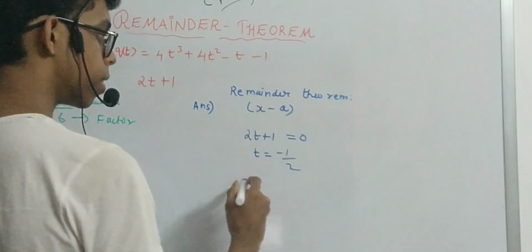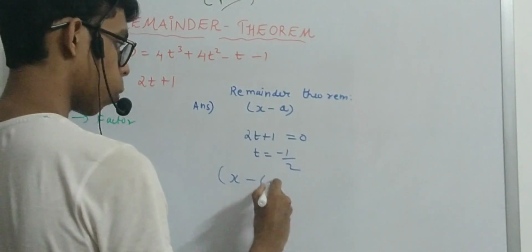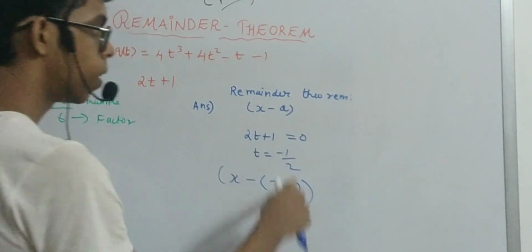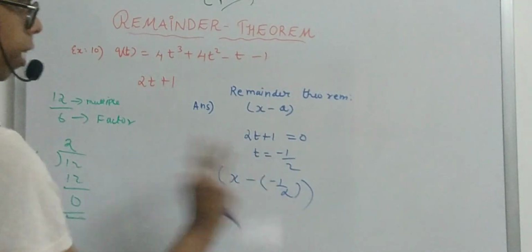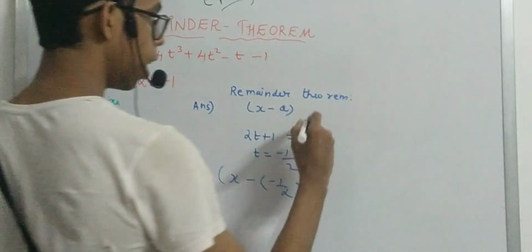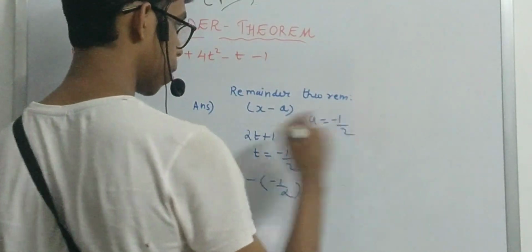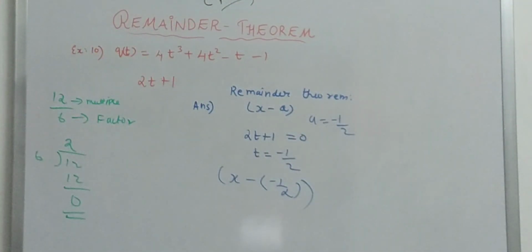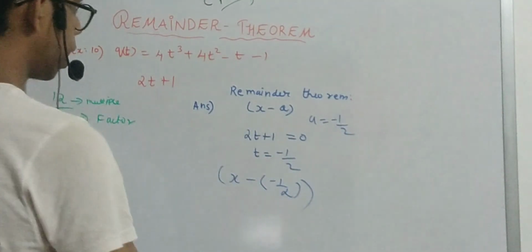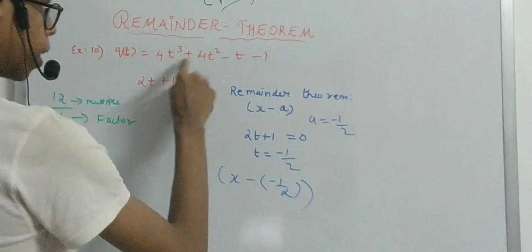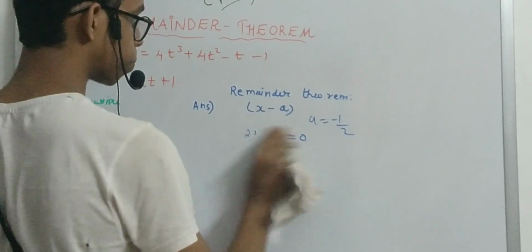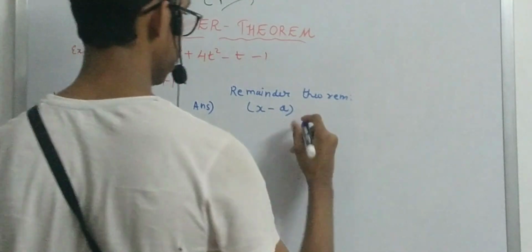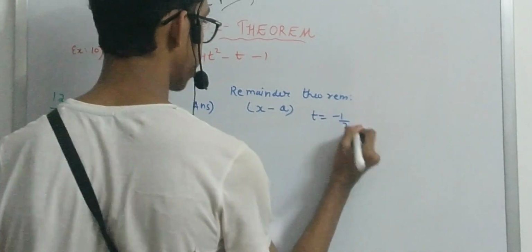Okay, here this is of the form x minus of minus 1 by 2, isn't it? So that is the meaning. X minus a means x minus of minus 1 by 2. This is the a term. So we got a is equal to minus 1 by 2. Now what should we do? We should substitute this value of t that you have got, t is equal to minus 1 by 2, in q of t. Okay, so let's substitute and see. So when you substitute, t is equal to minus 1 by 2.